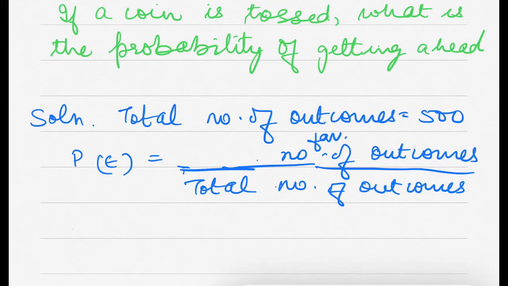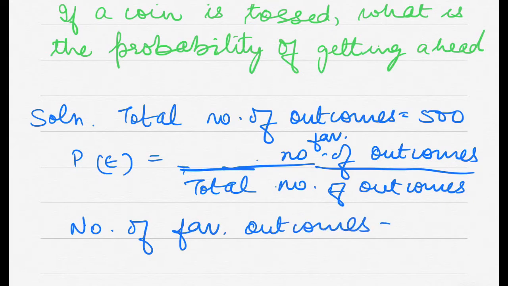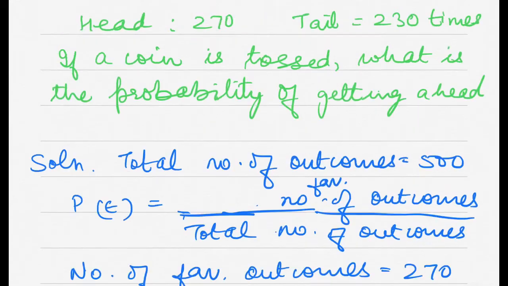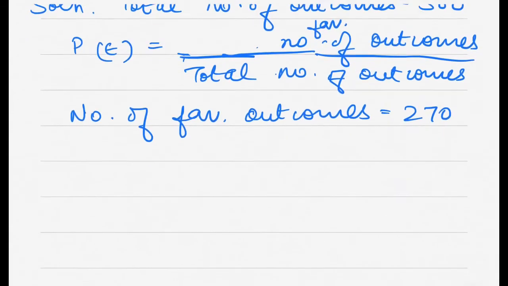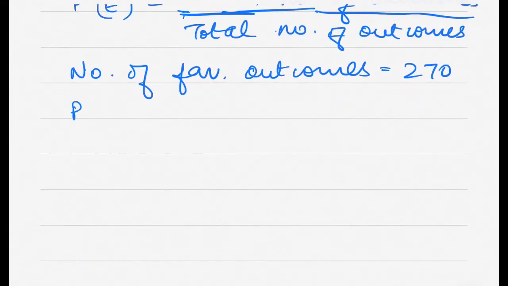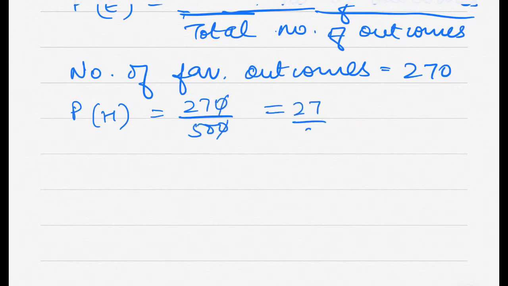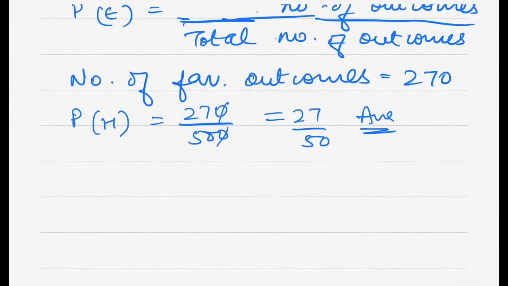So the number of favorable outcomes are how many? 270, because they are asking for head, and we are getting head 270 times. So my probability of getting a head is equal to 270 by 500. This gets cancelled, so 27 by 50 is my answer.